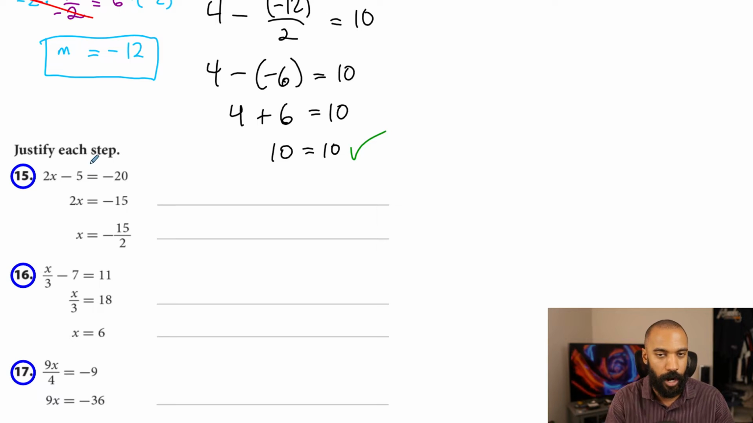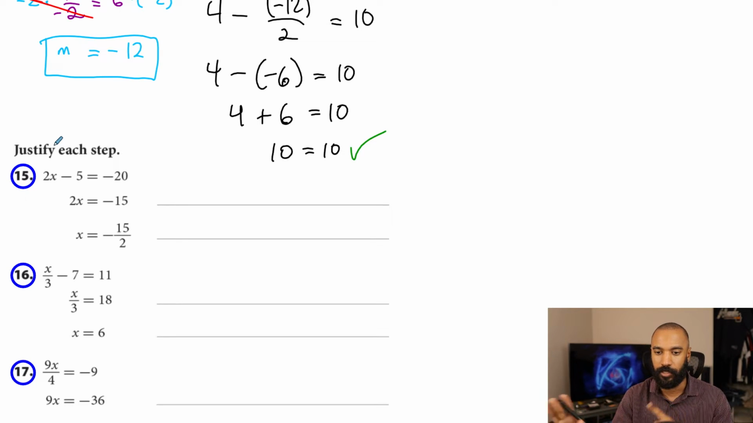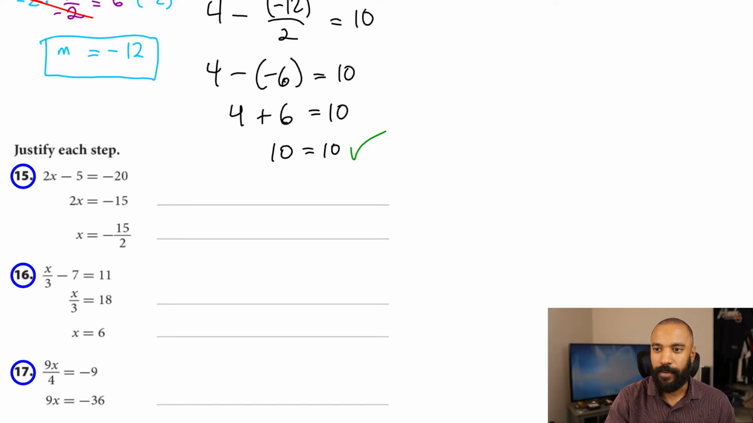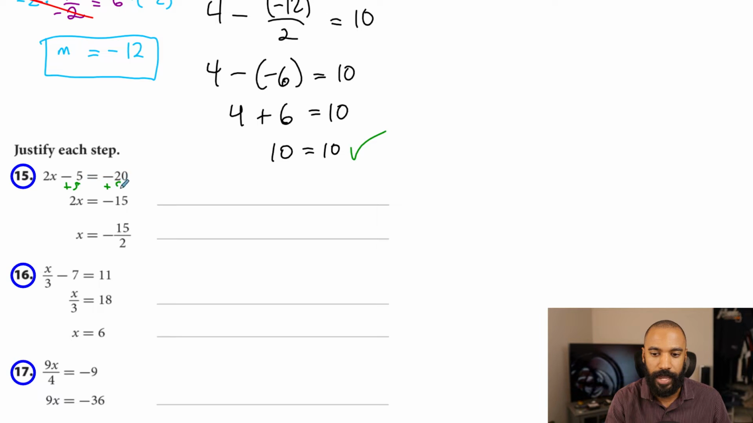So for example, number 15, I'll write some stuff in between and see if it makes sense. 2x minus 5 equals negative 20. If my goal is to get x by itself and solve for this thing, my goal is to isolate x by applying inverse operations to everything else that's happening here. The minus 5 and the times 2 are going to somehow be inverted. So if 5 is being subtracted right here, why don't we add 5 to both sides right here, and then this is where those 5's cancel, become 0, and all that you're left with is 2x.